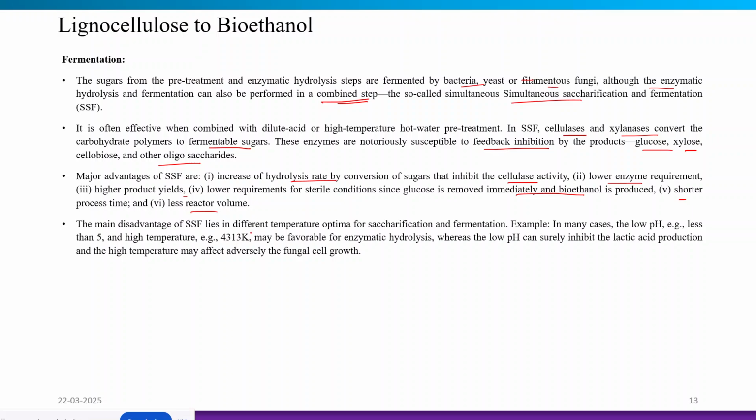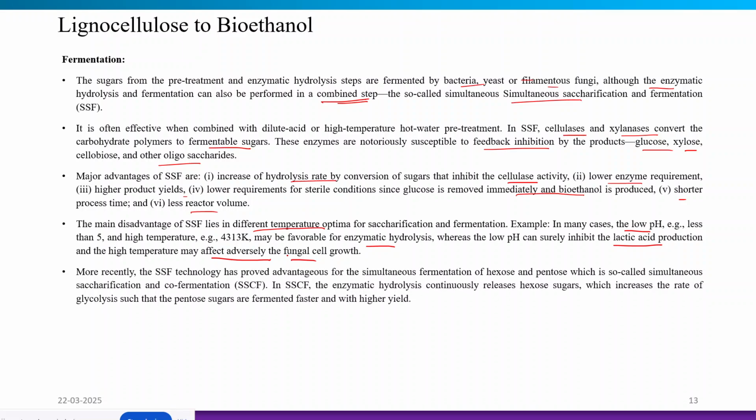The main disadvantage is that saccharification and fermentation lie in different temperature regions. For example, low pH, less than 5, and high temperature may be favorable for enzymatic hydrolysis, where the low pH can inhibit lactic acid production, so it may adversely affect fungal cell growth. So maintaining the optimum temperature and pH conditions is a limitation for this process.